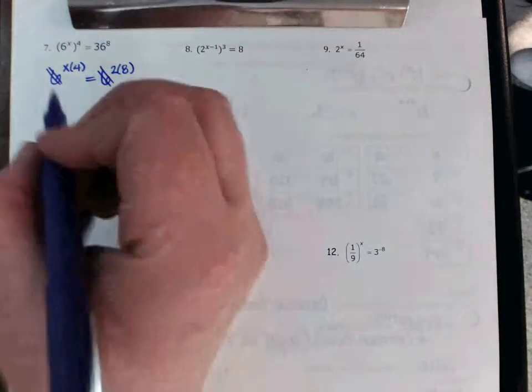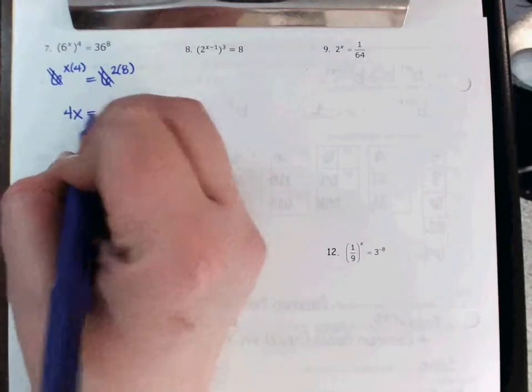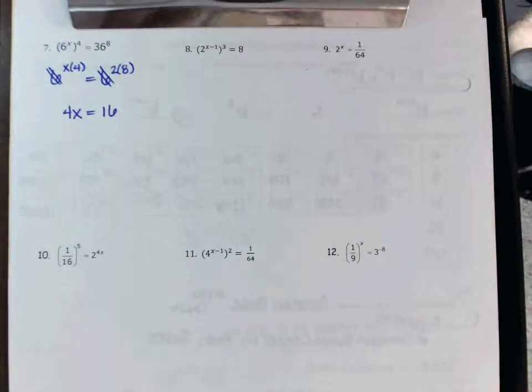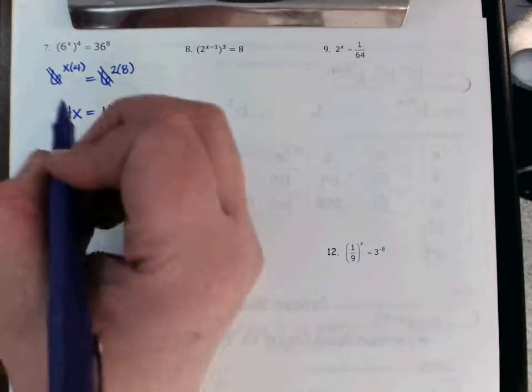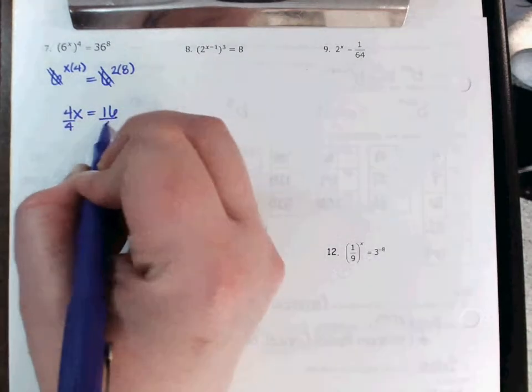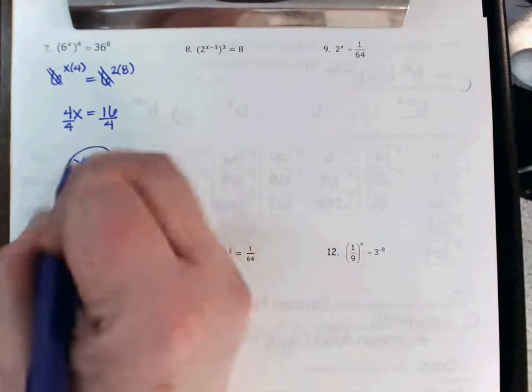So when I cross out the 6's off both sides, 4x on the left, and 2 times 8 is 16 on the right. Divide by 4, divide by 4. 16 divided by 4 is 4. Good.